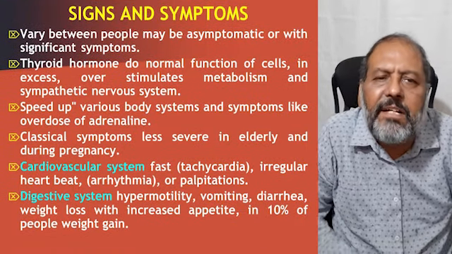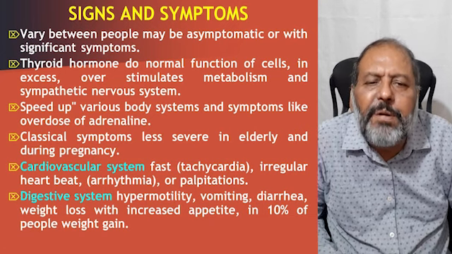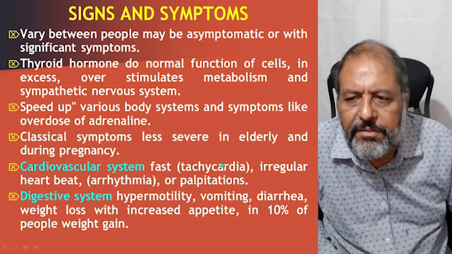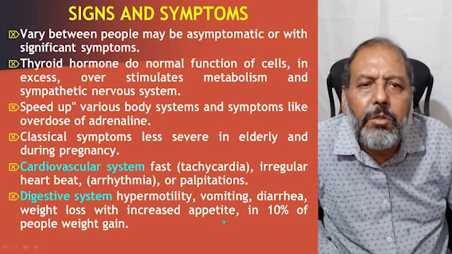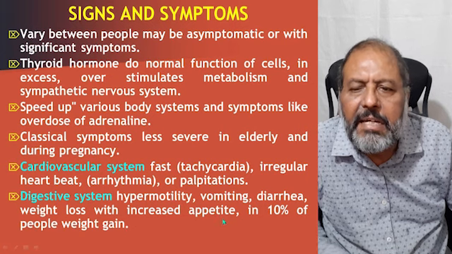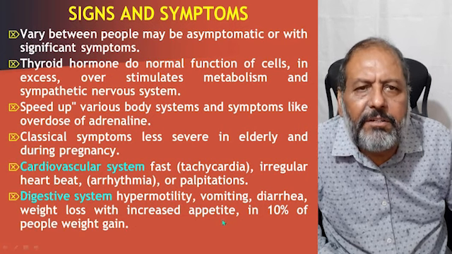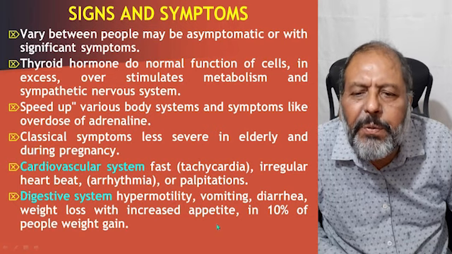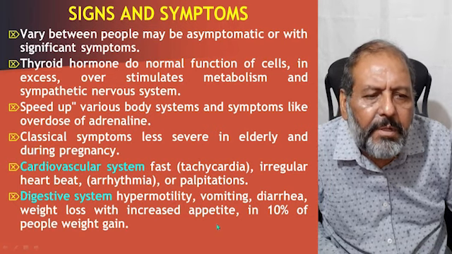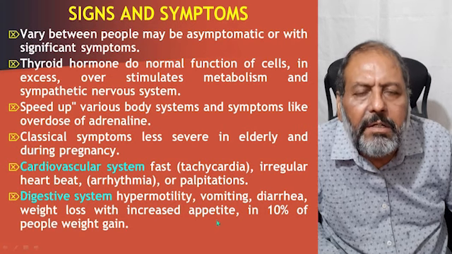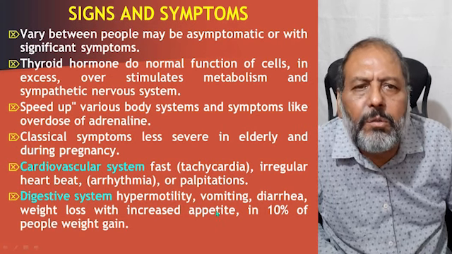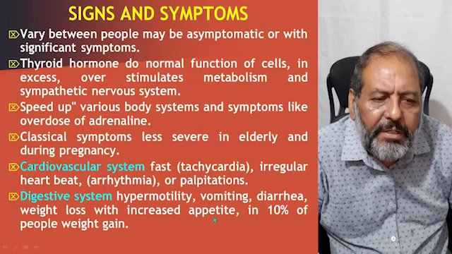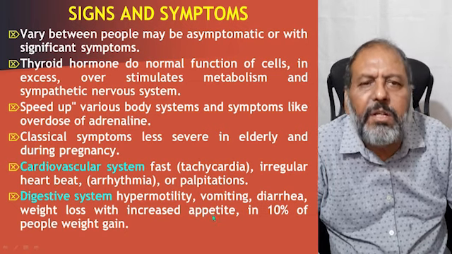Now, signs and symptoms of the disease. They vary between people, who may be asymptomatic or have significant symptoms. Thyroid hormone does the normal function of the cells; in excess, it overstimulates metabolism and the sympathetic nervous system. It speeds up the various body systems, and the symptoms are like one has with an overdose of adrenaline injection. Classical symptoms are less severe in the elderly and during pregnancy.